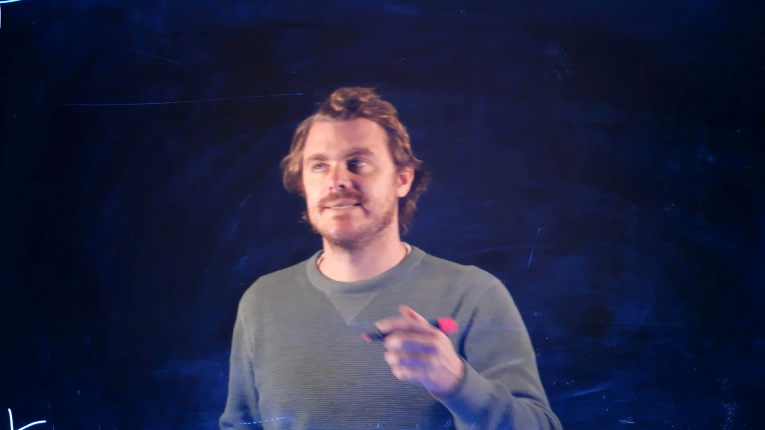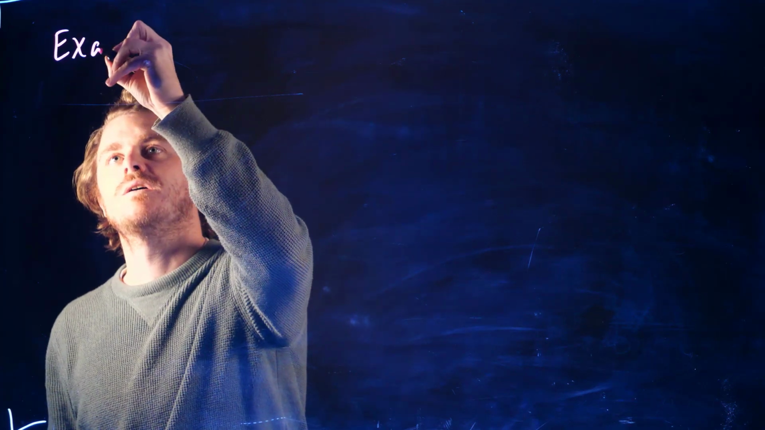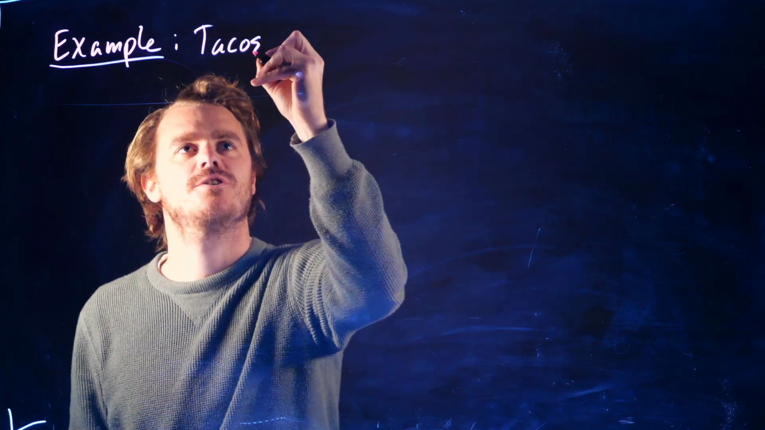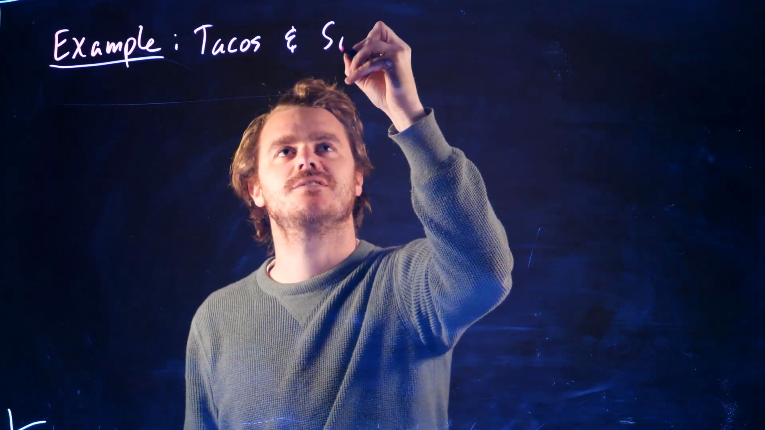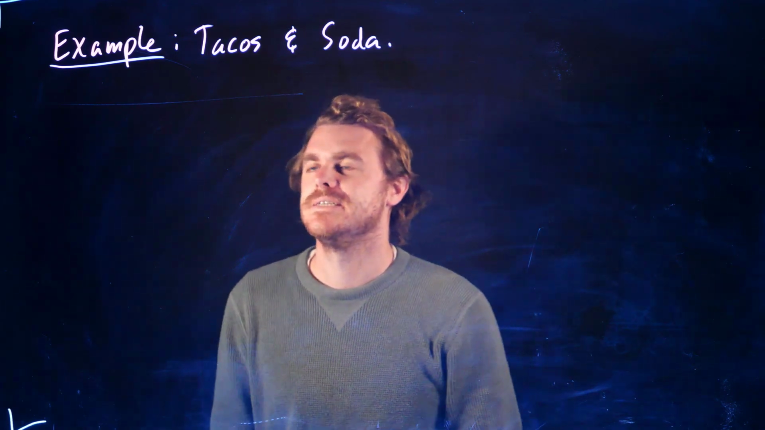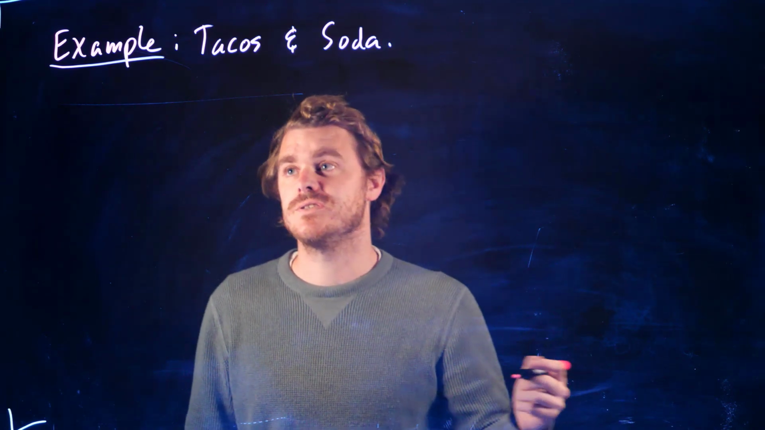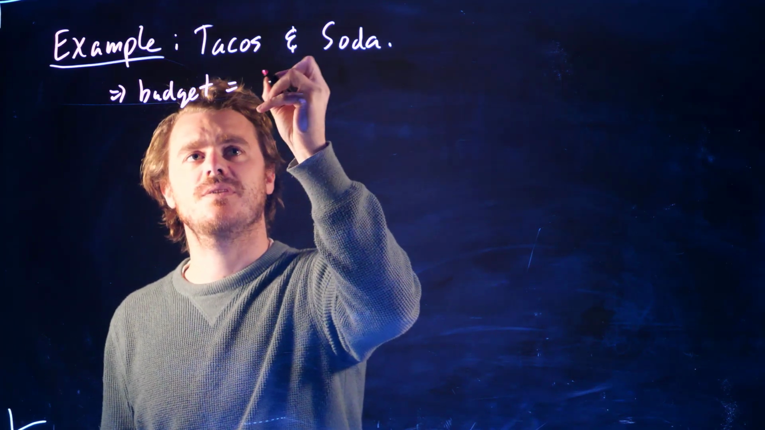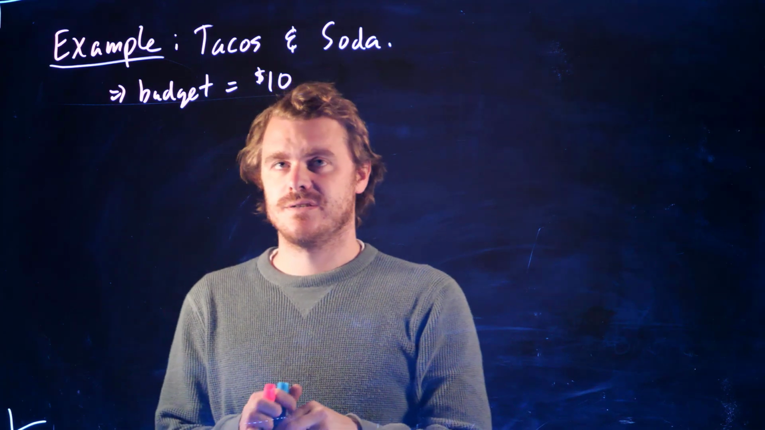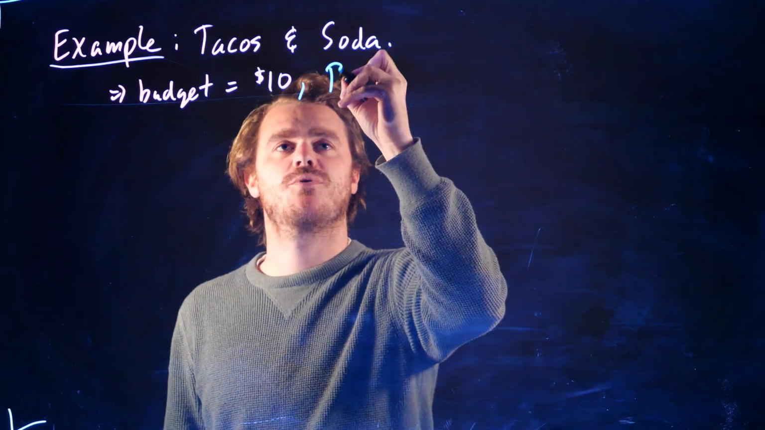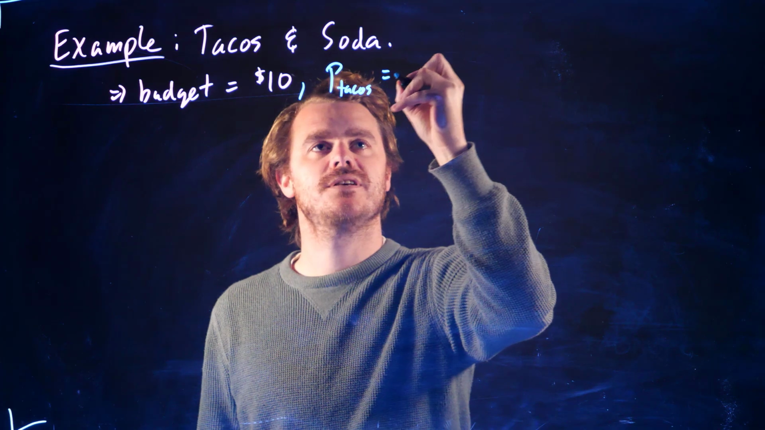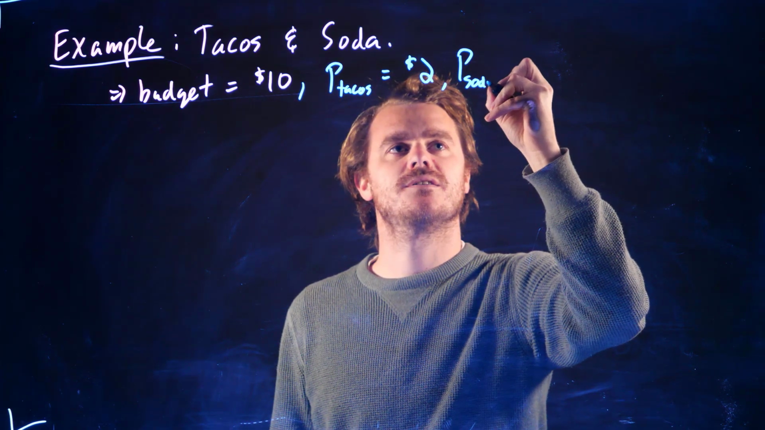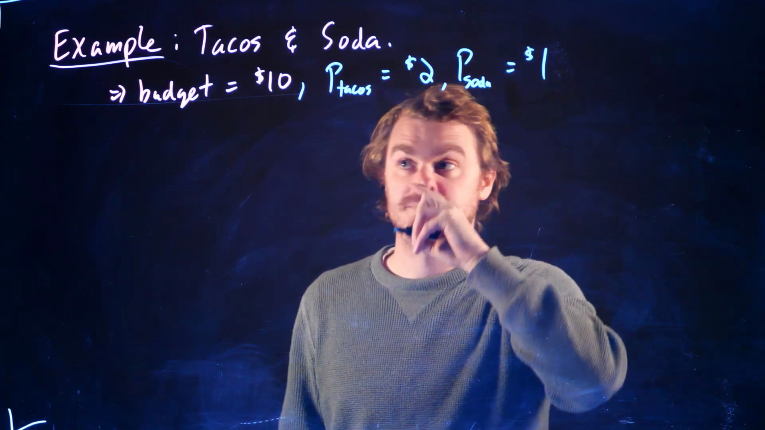Okay, so let's do a quick example. And again, let's keep it consistent. Let's look at tacos, but then we have two goods, tacos and soda, or pop. All right, so tacos and soda. So we have a limited budget. Let's say our budget is $10. The price of tacos equals $2, and the price of soda equals $1.